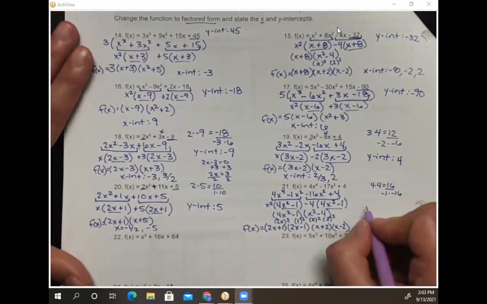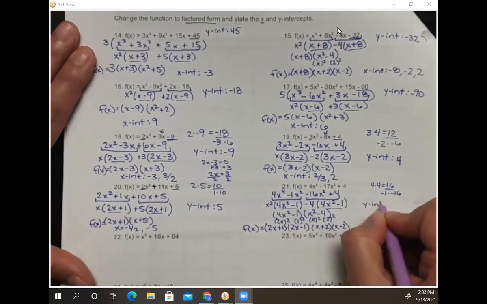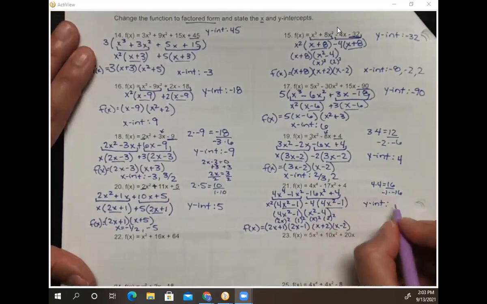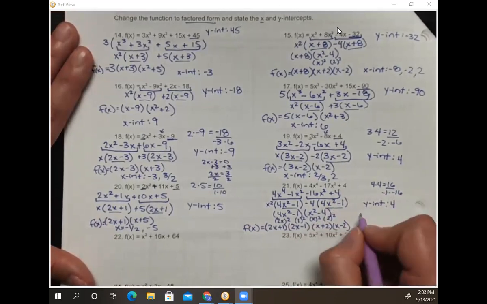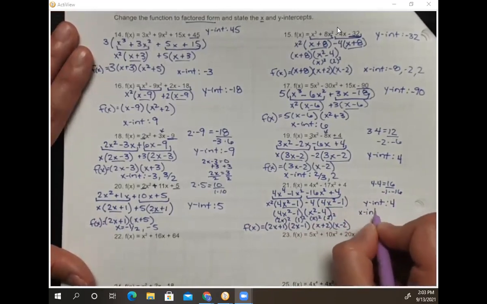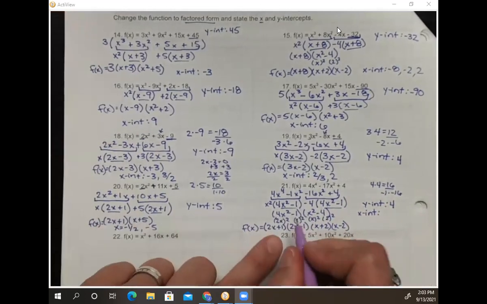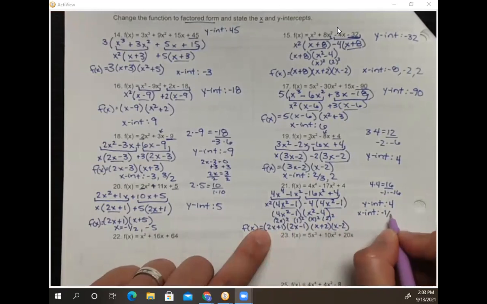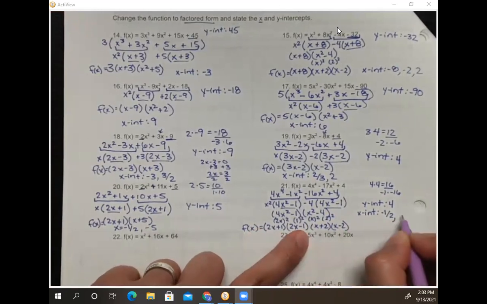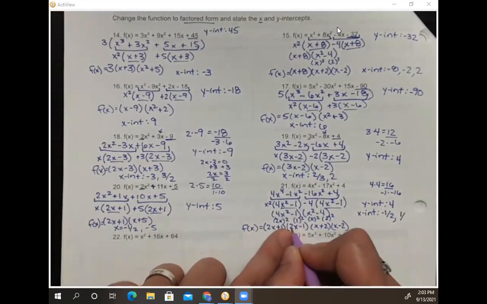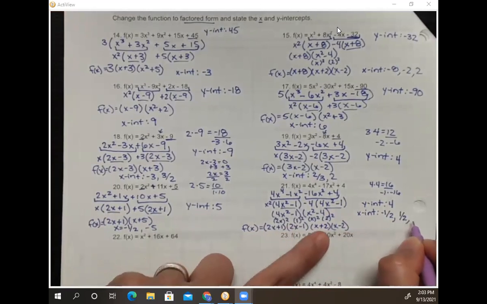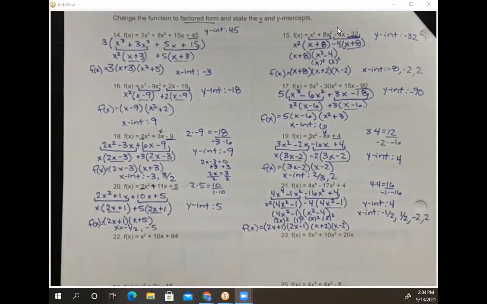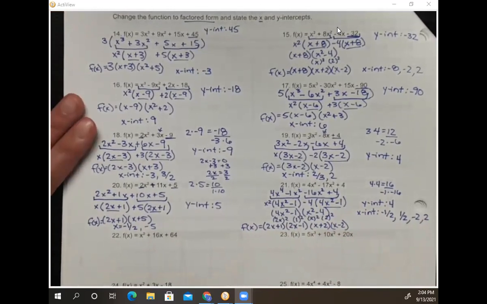Now let's talk intercepts. So my y-intercept, again, comes from standard form. That would be positive 4 here. My x-intercepts, I'll have several of them this time. Change the sign, so -1, divide by 2. And then change the sign, +1, divide by 2. And then -2 and +2. A lot of x-intercepts on that one.